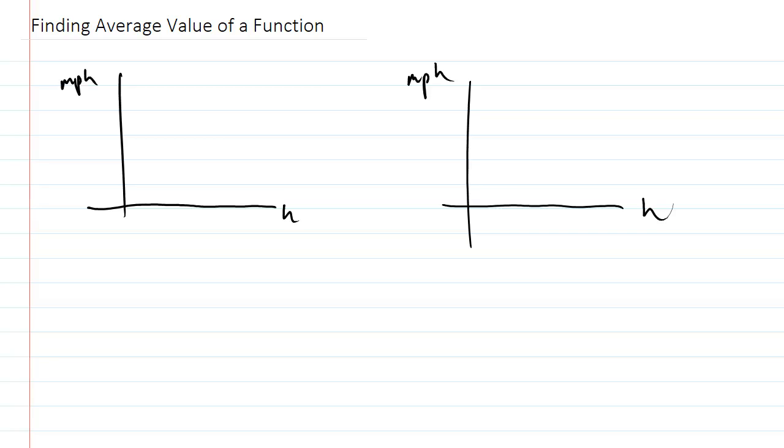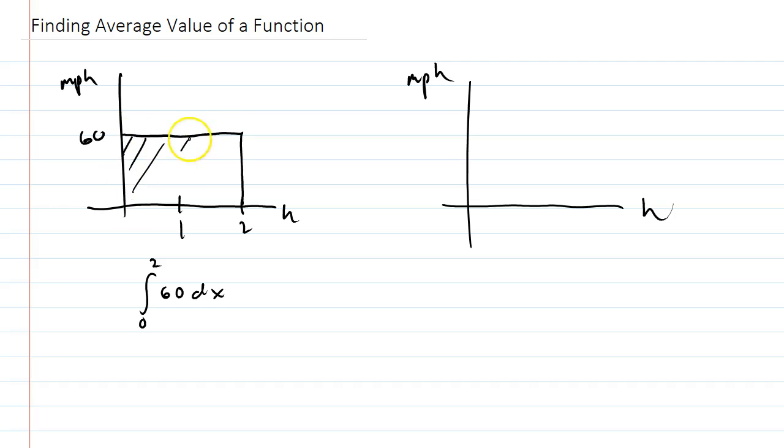There will be times when you have to find the average value of a function on an interval. And this is really useful because if you're taking a road trip and you're going 60 miles per hour, let's say that you go for 2 hours, the integral from 0 to 2 of 60 dx is telling us to calculate the area under the curve, and because this is a rectangle, we know that we went 120 miles. Because, basically, if you take miles per hour times hour, they cancel and you get miles.